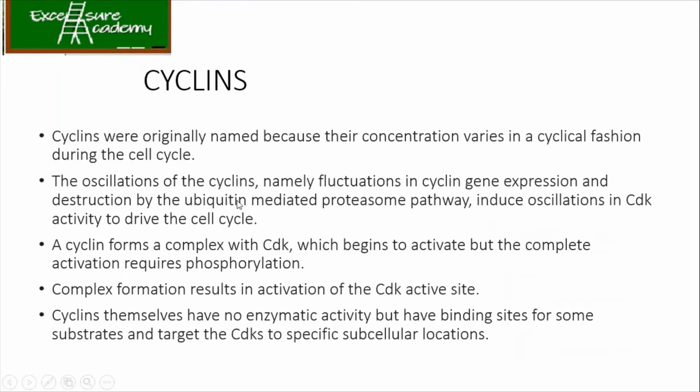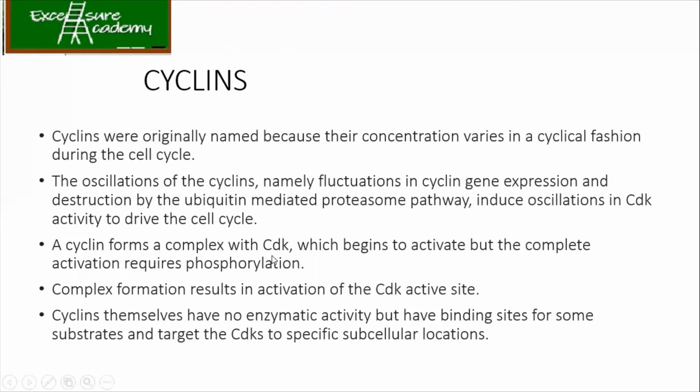Okay, so cyclins are originally named because of their concentration. It increases and decreases in a cycle. So the oscillation of the cyclins, namely fluctuations in cyclin gene expression and destruction by the ubiquitin mediated proteasome pathway, induces oscillations in the CDK activity to drive the cell cycle. So why are we saying oscillation in CDK activity? Because as the cyclin increases, the activity increases. Then as the cell progresses to the different stages of the cell cycle, these cyclins are also declining, right? So obviously the activity won't be present over there.